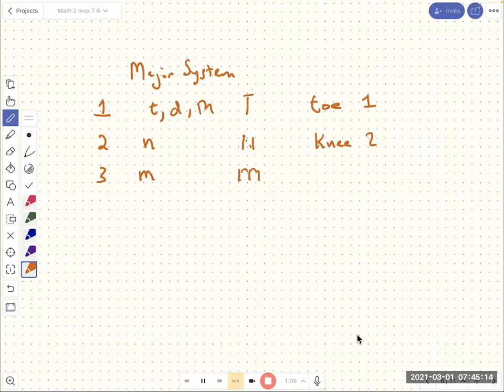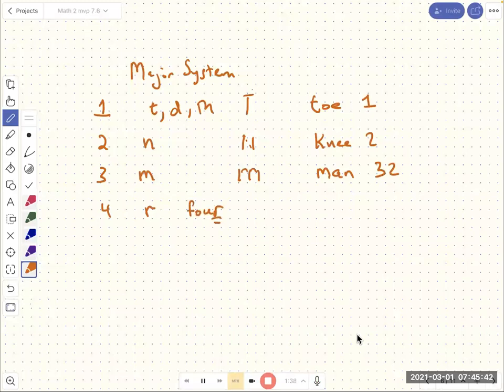and for an M, what would be a good M? Can't think of a good one right now. So we can think of maybe man. So if you had man, that would be a 32, a man. 4, you think of R, because FOUR helps you to remember that.